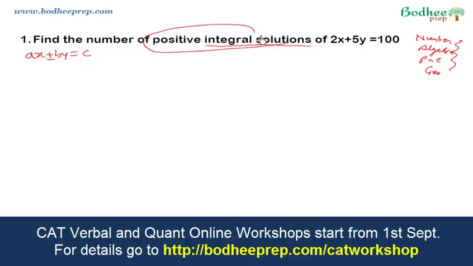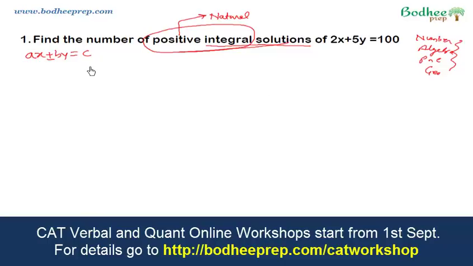Always remember that in this kind of statement, the phrases are very important, because here positive integral solution means that we need to find natural number solutions, right? Had it been non-negative integral solution, then we would have found the whole number solution. That means x or y equal to 0 could also be the solution, but here x and y being 0 is not allowed.